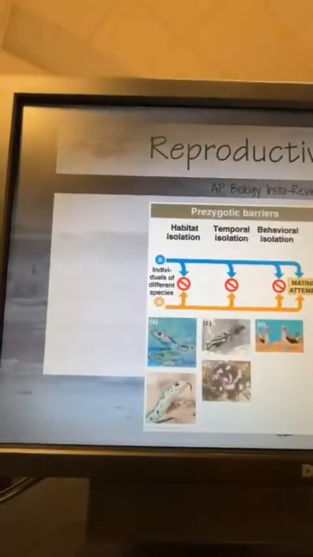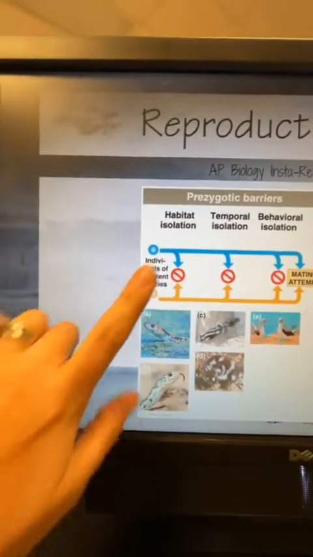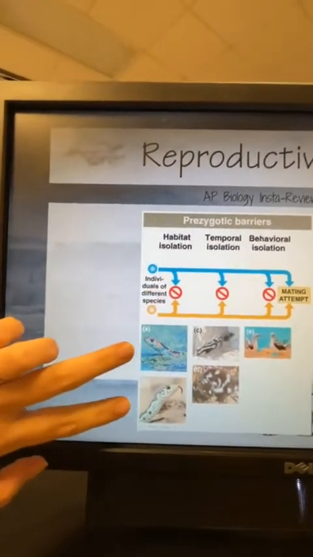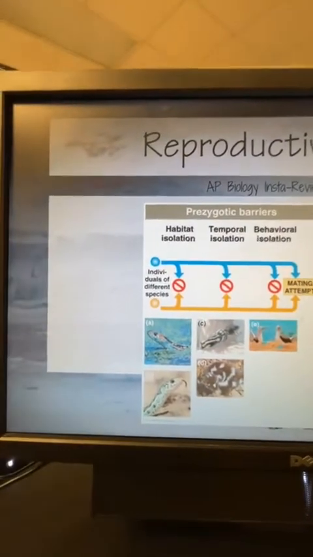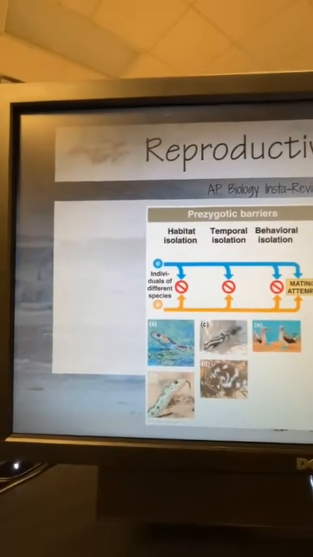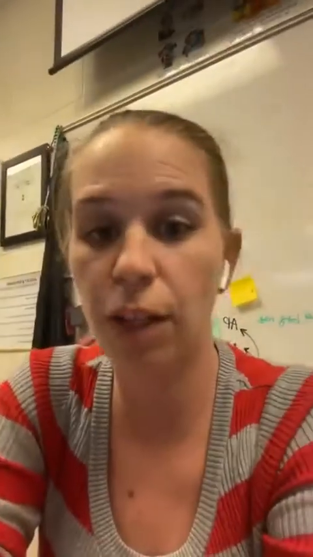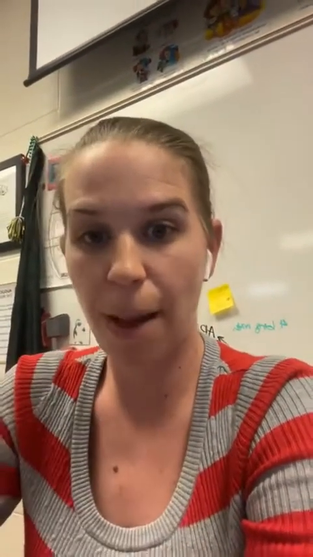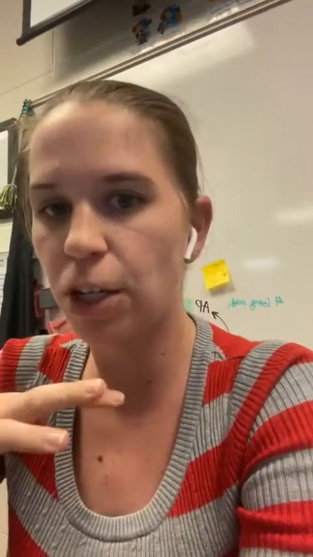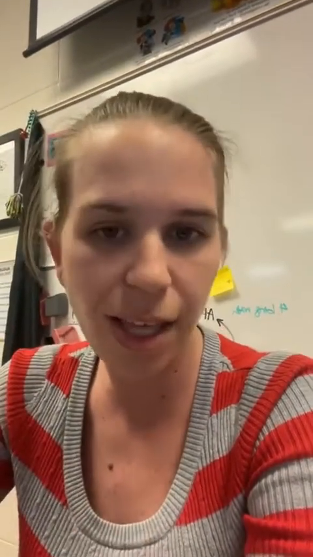So the first one we have is, of course, habitat isolation. We've got 2 different snakes. This snake lives in the water. This snake lives on land. They live in 2 different places. They're probably not going to come in contact with each other. And since they don't come in contact with each other, they're probably not going to mate. And so that would be habitat isolation. They're actually isolated based on their habitat. Another type of habitat isolation is geographic isolation. Just means they're in 2 different geographies. There could be a geographical barrier, like a mountain range that separates them.